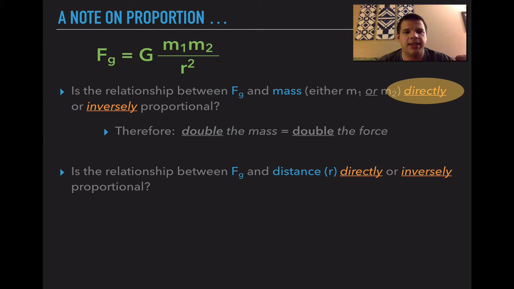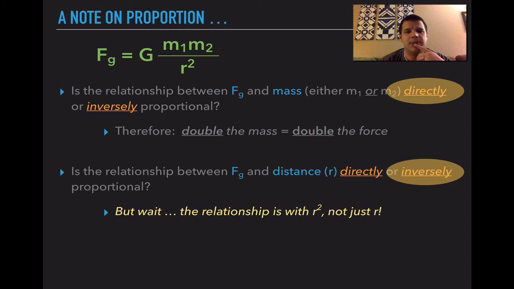But think for a moment, is the relationship between the force of gravity and the distance going to be directly or inversely proportional? And again, I'm hoping that you came up with the fact that they're inversely proportional because the radius, or the distance between them, as that increases, the force of gravity should go down. The further the things are away from each other, the less gravity they experience from one another. But it's actually not quite so simple because the relationship is not just with the distance, but with the distance squared.